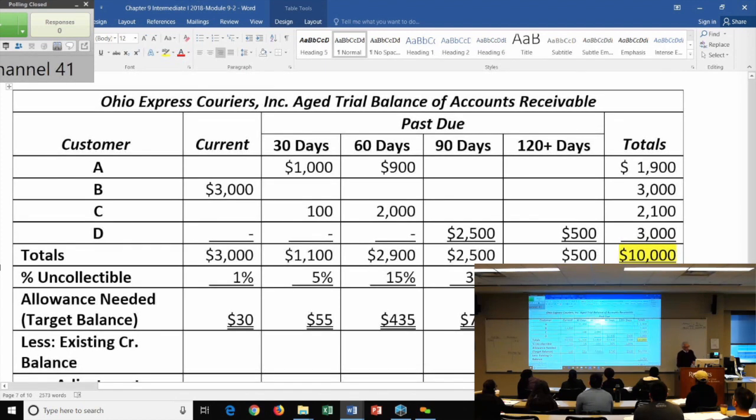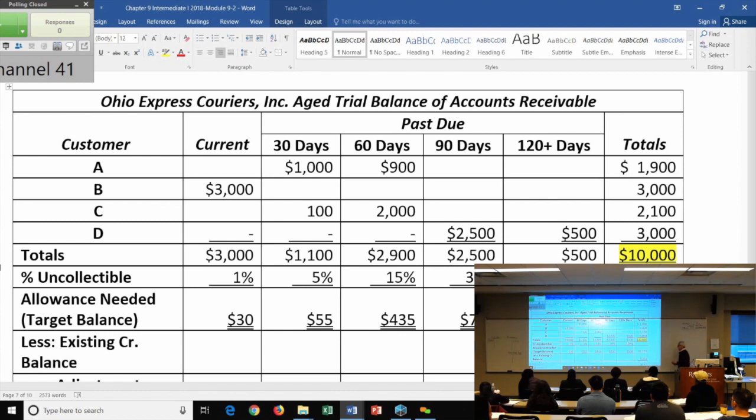If you've seen some of the homeworks, I'm sure you were able to do this. You take the percentage, multiply it against the aging category. I did this on the video Sunday also that I posted. Gave you another example that I just put together quickly. So $30 of the current, 55 of the 30, 435 of the 60, 750 of the 90, and 500 of the 120 overdue we expect to be uncollectible.